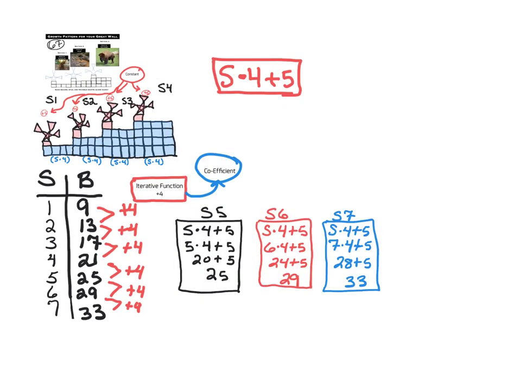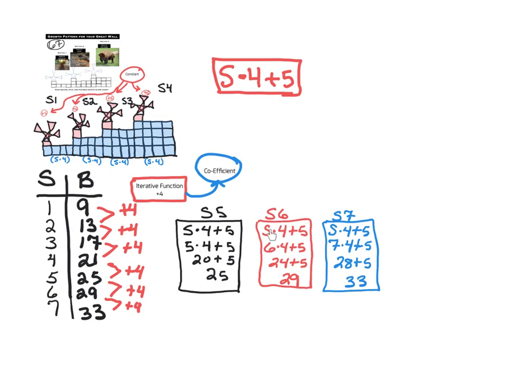Here we have it. I've done my 3 tests for section 5, section 6, and section 7. For section 5, I started out by writing the equation, S times 4 plus 5. I plugged in the 5, so 5 times 4 plus 5. 5 times 4 is 20, and then I add the 5, and I get 25, and that agrees with my t-chart, so far, so good.